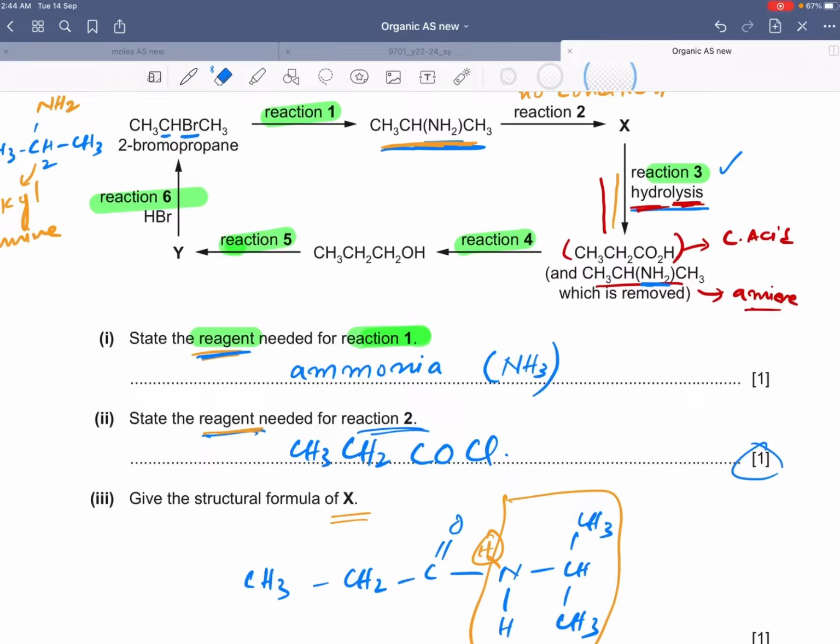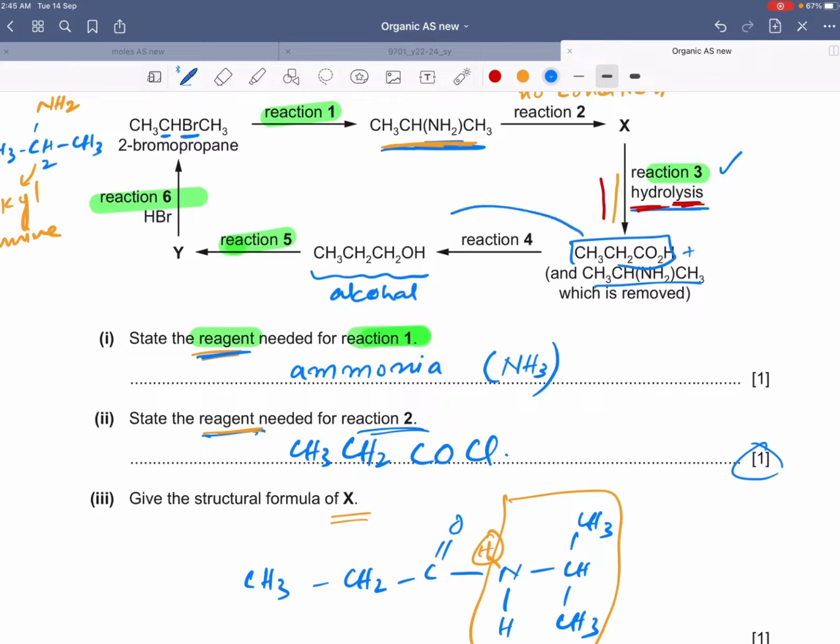Let's just erase these parts first. Right, so in reaction 4 we can see that we are getting alcohol of 3 carbon atoms from these two compounds. We have acid and amines. Obviously amines cannot be converted into alcohol, so this would be carboxylic acid going back into alcohol.